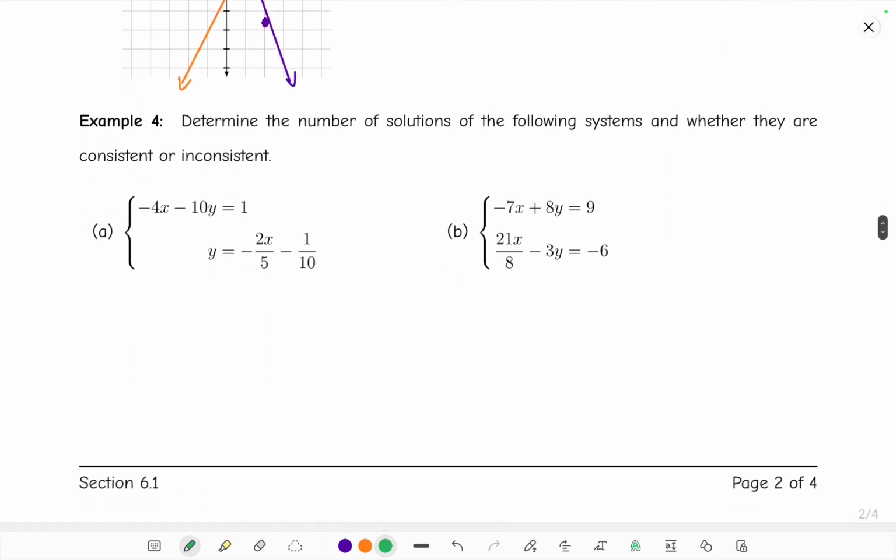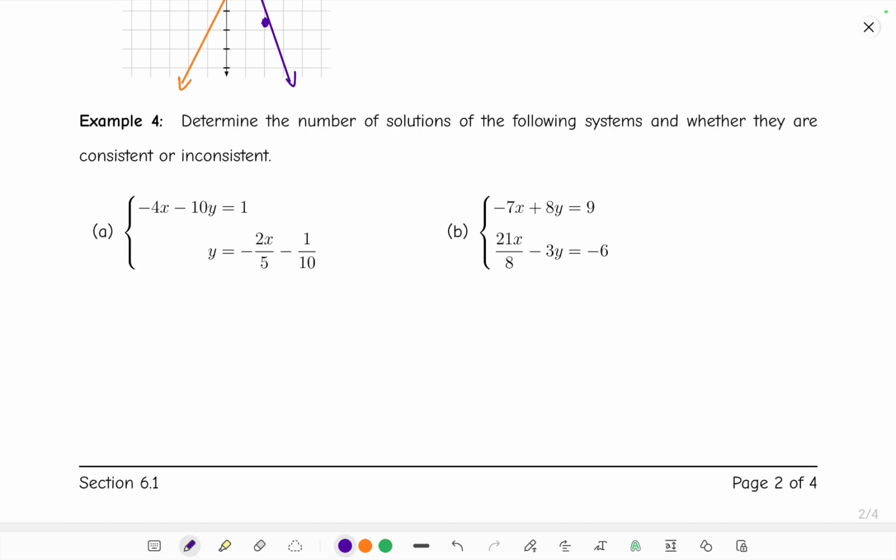Example 4. Determine the number of solutions to the following systems and whether they're consistent or inconsistent. Consistent means it has a solution. Inconsistent means it does not have a solution. Okay, so remember all those definitions, if we don't have the graph from above, we needed to know what the slope was. So in order to find the slope, I'm going to write all the equations in slope-intercept form.